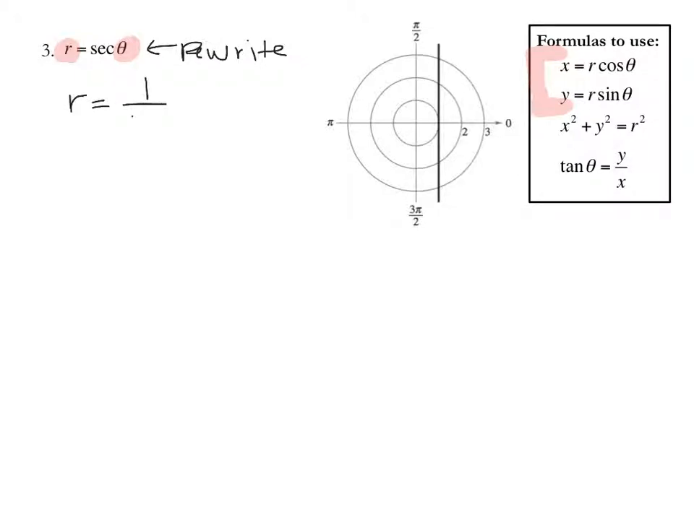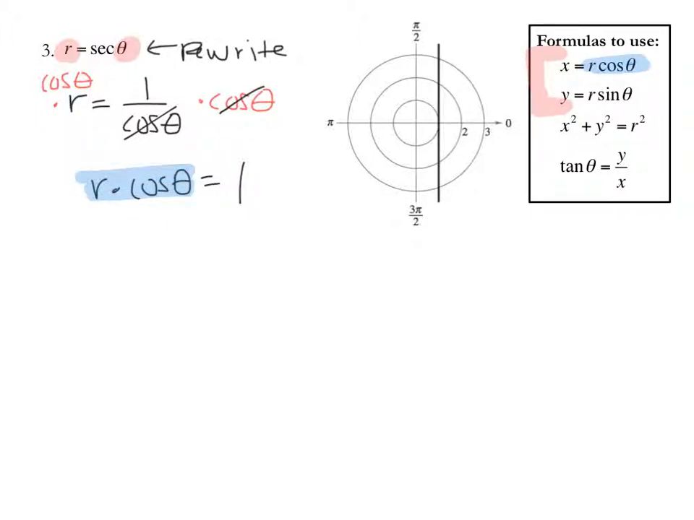So if I rewrite secant, that's really 1 over cosine theta. And I really would like it if the cosine theta and the r were on the same side together. So I'm going to multiply both sides by cosine theta, and watch what happens here next. We get r times cosine theta is equal to just 1 left on the other side. And we know r cosine theta is really just x. So we get x is equal to 1.